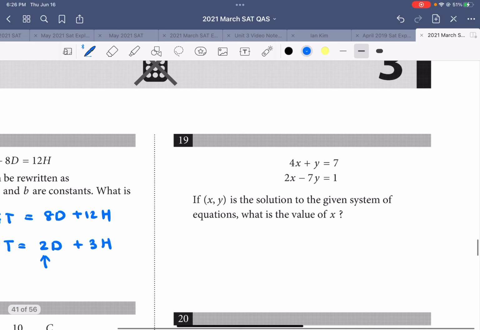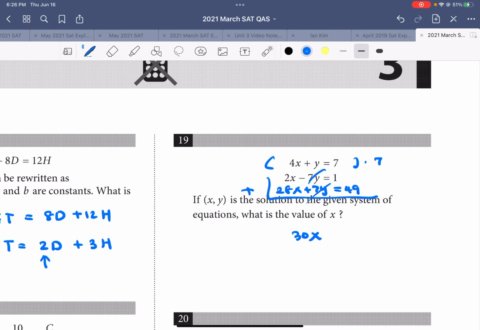Number 19. x, y is the solution for the given system of equations. What is the value of x? So I'm going to eliminate the y value by multiplying here by 7. So 28x plus 7y equals 49. Now I'm going to add up. Then 30x, and this one cancels, equals 50. So x is 50 over 30, which is 5/3. So that's the answer, 5/3.